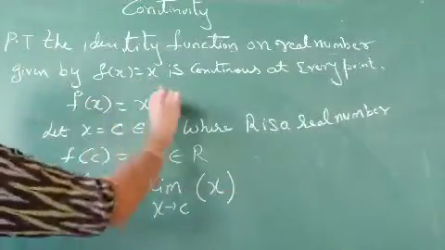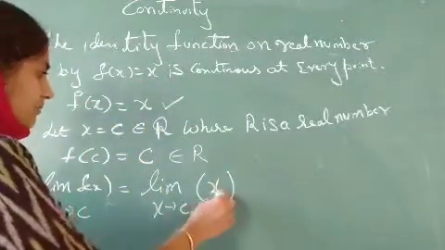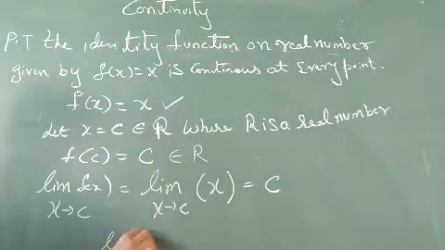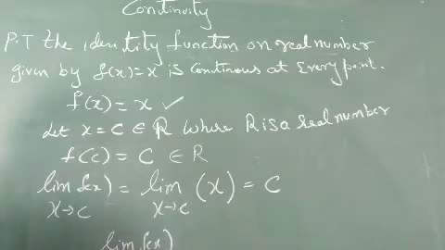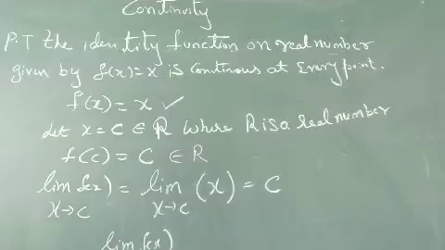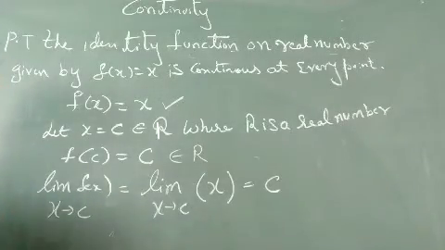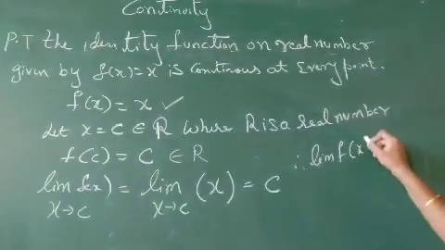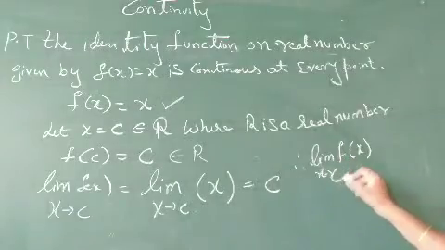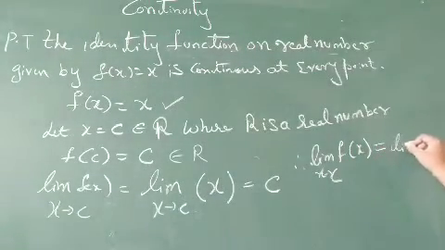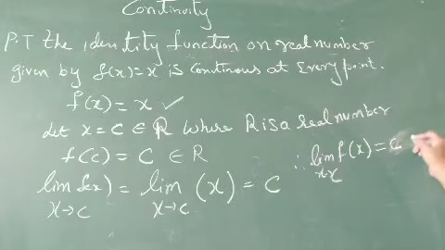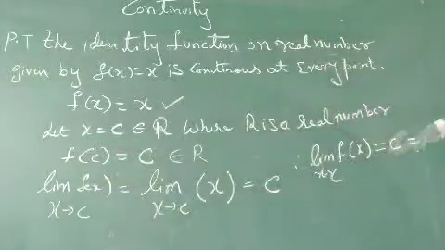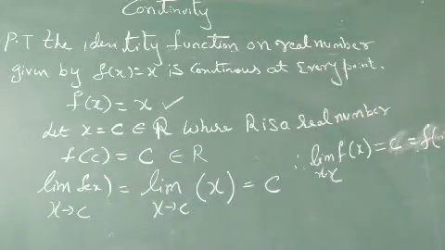The given function f of x is nothing but x. You replace the x by c. So the limit of f of x as x tends to c is equal to c, where c can be written as f of c.